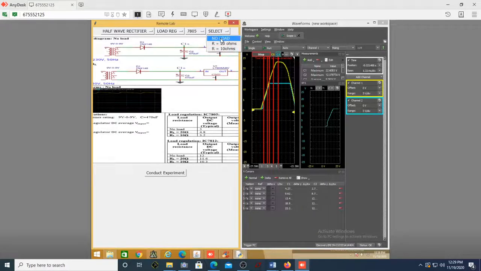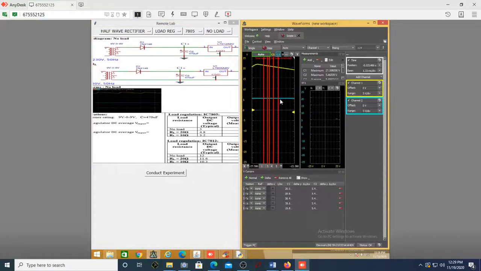Of course, I'll select no load. I will conduct the experiment. Now you can see what you get. Okay, now let me just remove all of them. I'll remove all cursors.